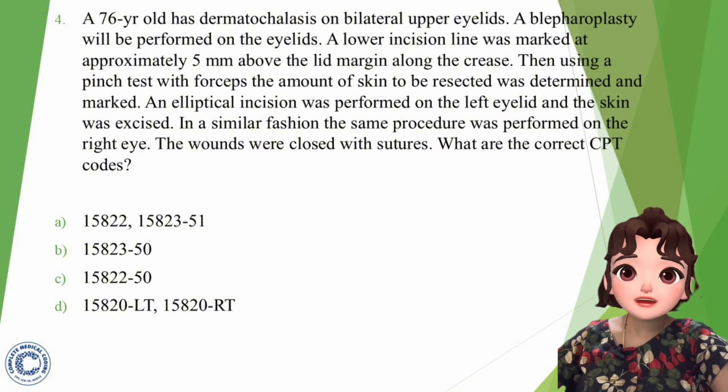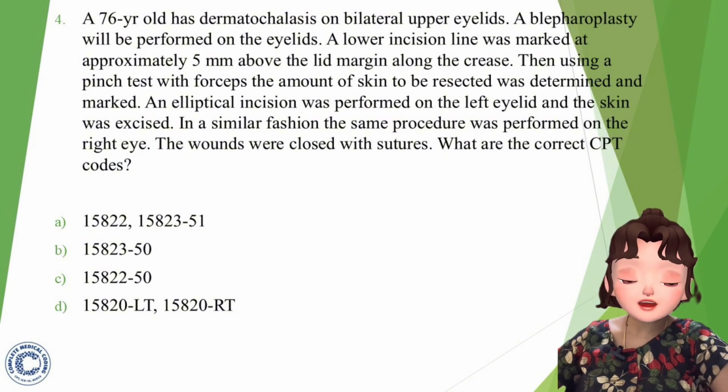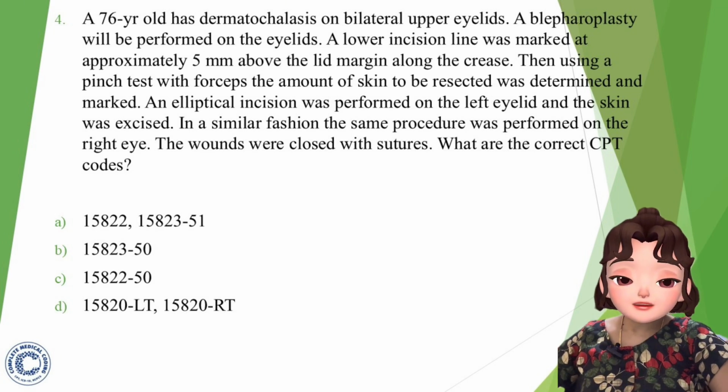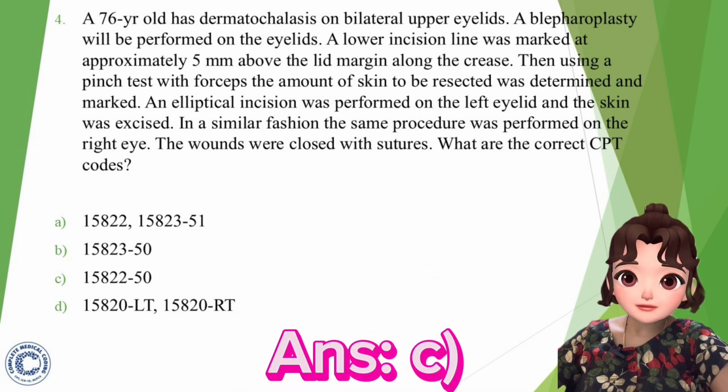And what is 15823? Blepharoplasty upper eyelid with excessive skin weighting down lid. There is nothing mentioned in the question that excessive skin weighing downward or down lid. Okay. So you don't have to code 15823. You have to use the code only 15822. And below that, in bracket it is mentioned for bilateral blepharoplasty, we have to add modifier 50. So 15822 with modifier 50 should be our answer, which is in option C. 15822 with modifier 50. Blepharoplasty bilateral.